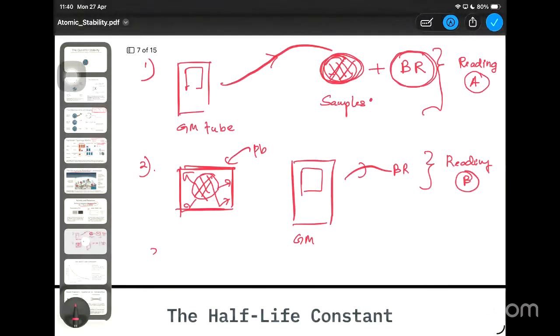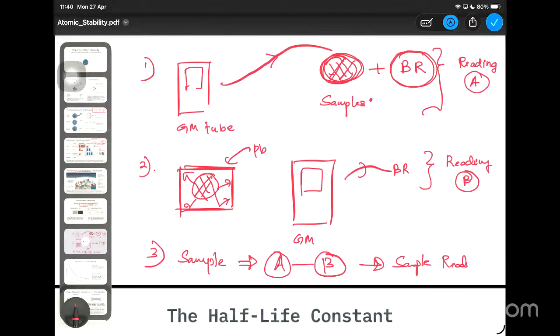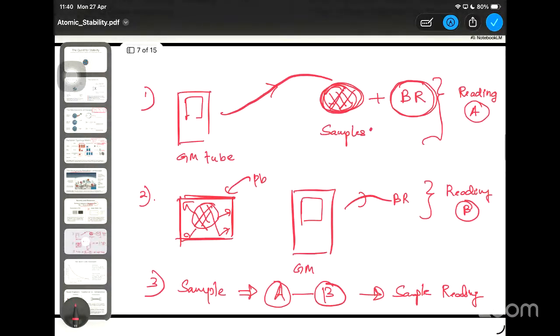So finally, the sample's value. In order to get the sample's value, we deduct reading B from reading A. Now you will be getting only the sample's reading, right? So remember this, there was a question from this section: how to correct the background radiation effect. So this is the process that we use.